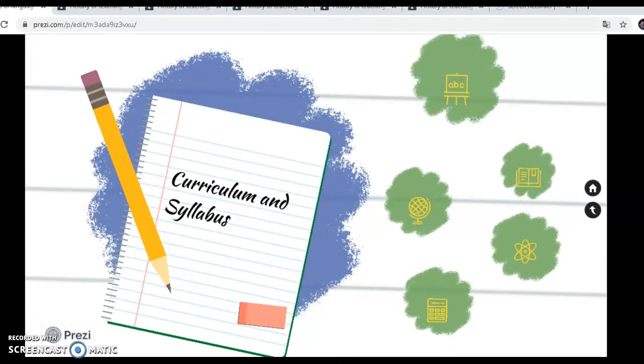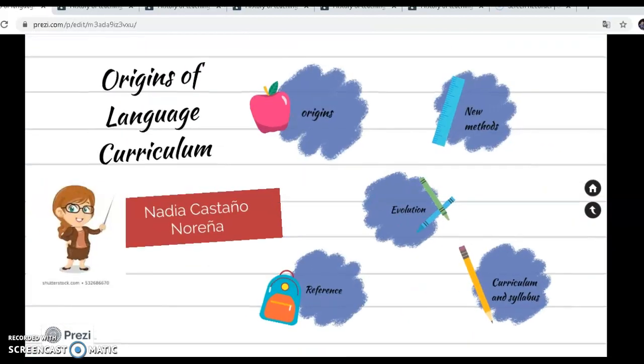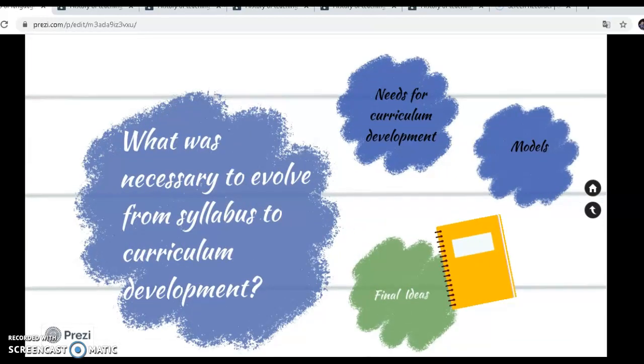But there's still a concern. What was necessary to evolve from syllabus to curriculum development?